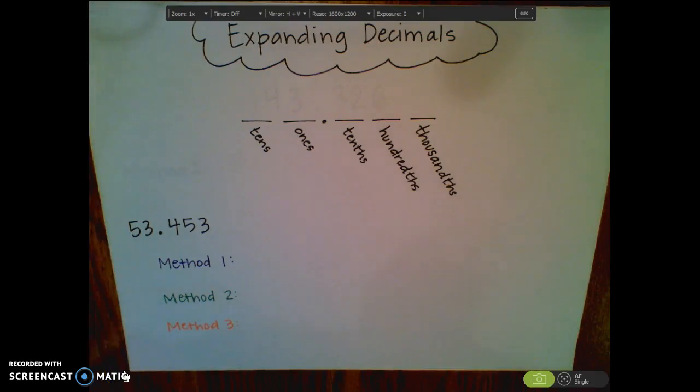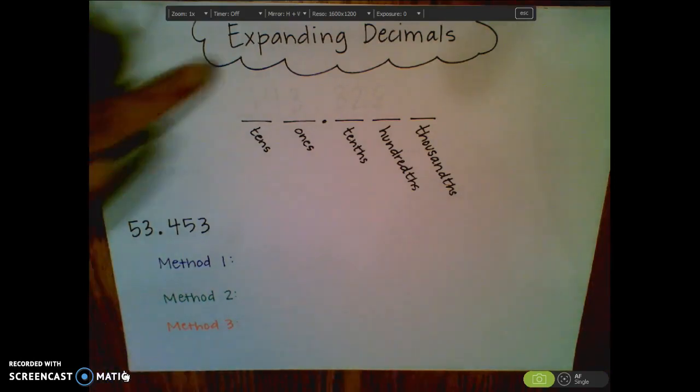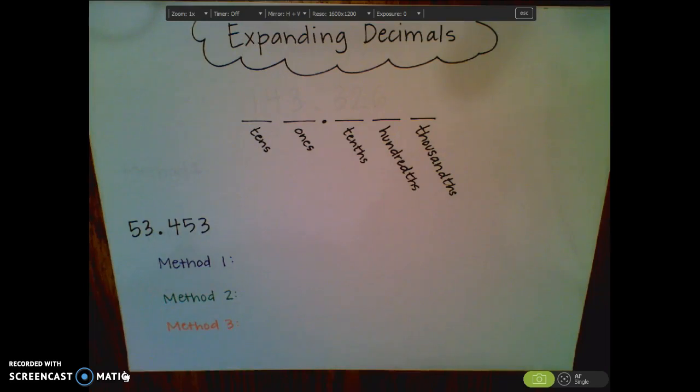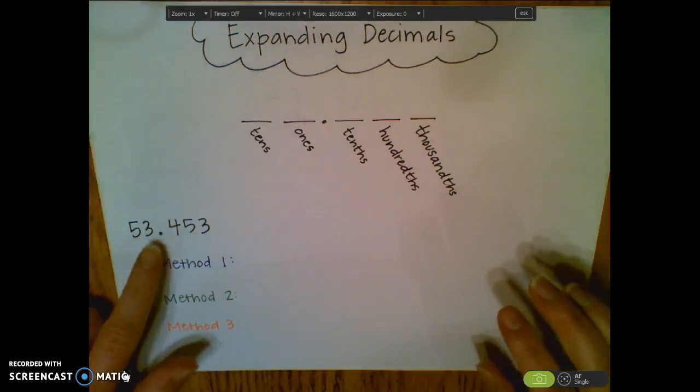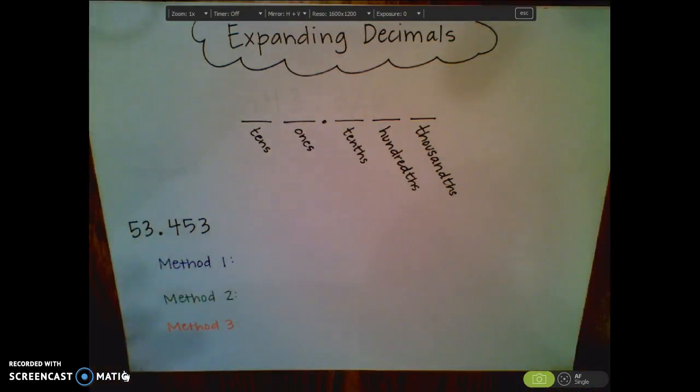Alright, hi guys. So today's objective is to talk about how we expand decimals. When you expand decimals, you focus on the value of each of the place value spots and express those values by showing an addition problem. So we expand out each of the place value spots in order to show our understanding of the number.